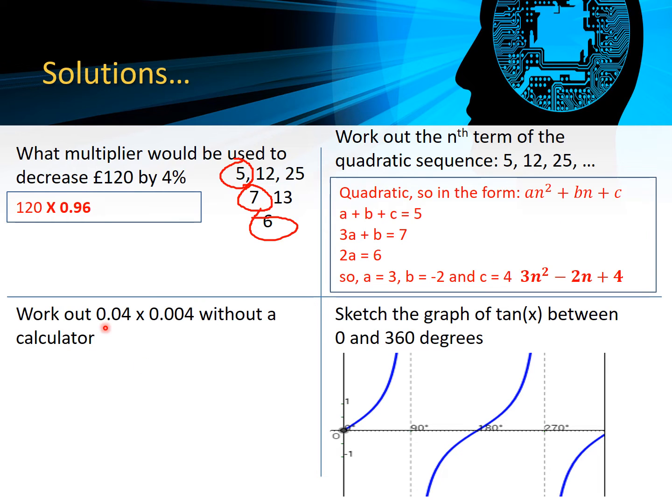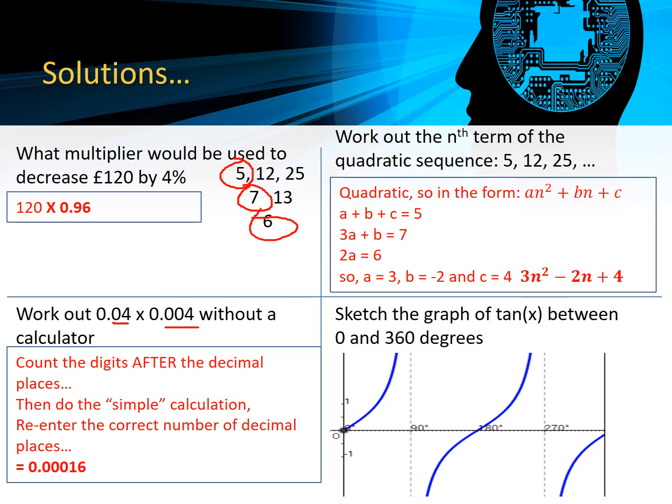Lovely. Next one, work out this. So what we're going to do here is count the digits after the decimal point. So I've got 2 and I've got 3. And we'll do 4 times 4 and know that the answer's got to have 5. Here we go, 1, 2, 3, 4, 5. You're going to have 5 numbers after the decimal point. Bosh.